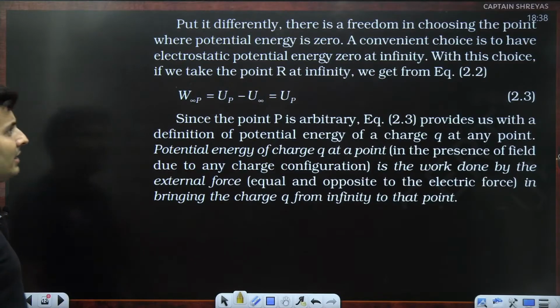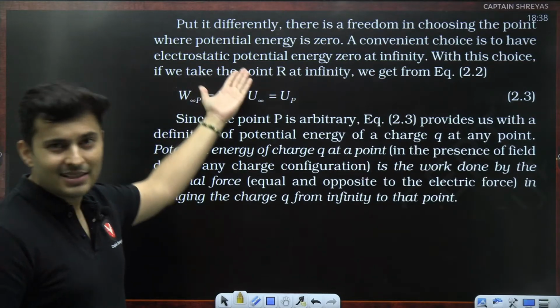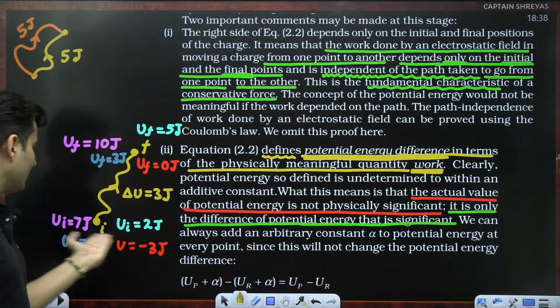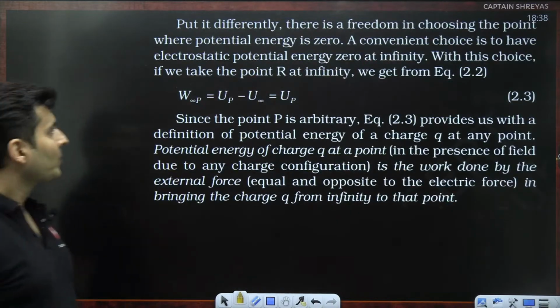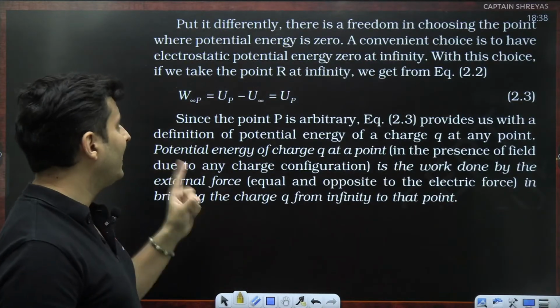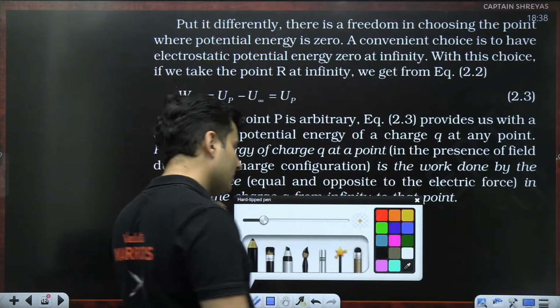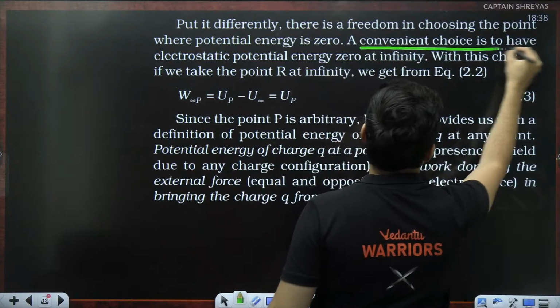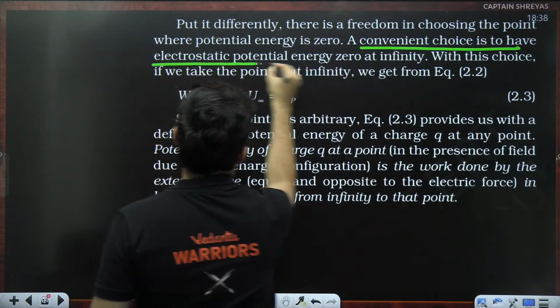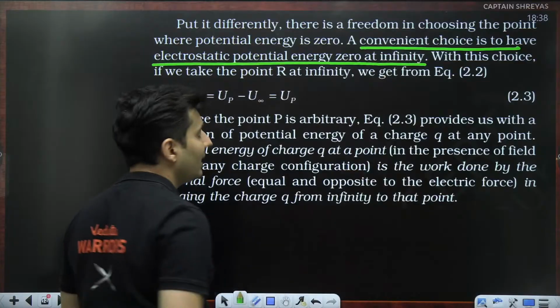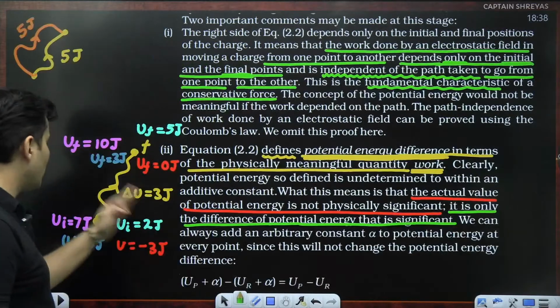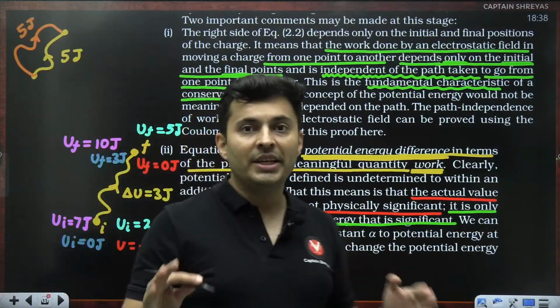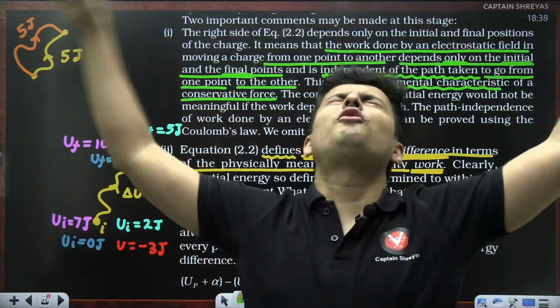Now, put differently, there is a freedom of choosing the point. Yes, correct. I had the freedom of choosing what I take as 0. And a convenient choice is to have electric potential energy as 0 at infinity. This is very, very important. The convenient choice is to have electrical potential energy which is 0 at infinity, because there are so many choices available. Usually we take infinite separation.